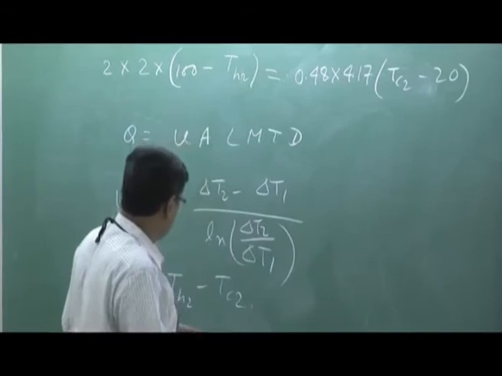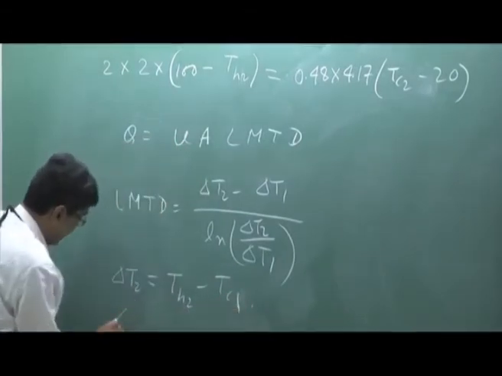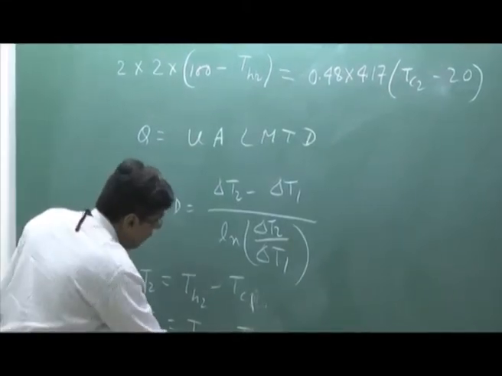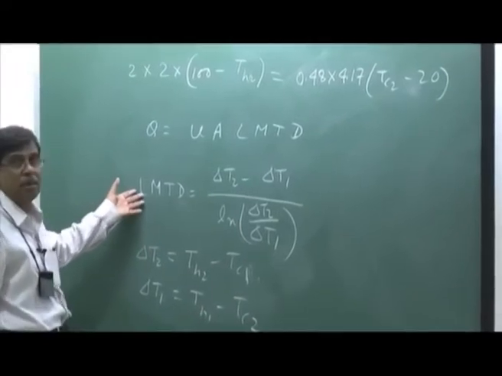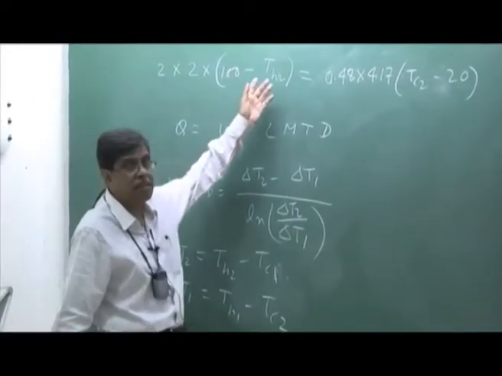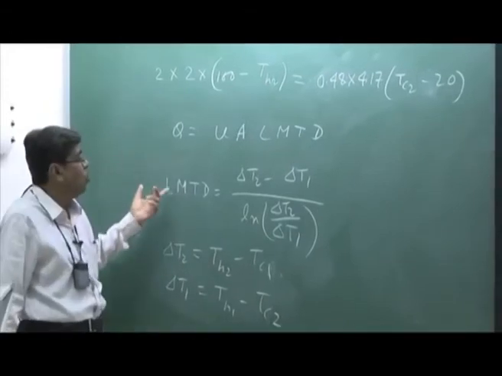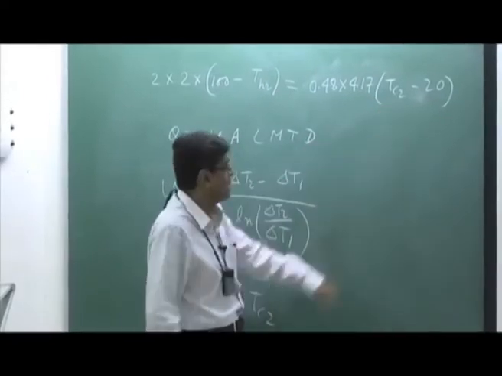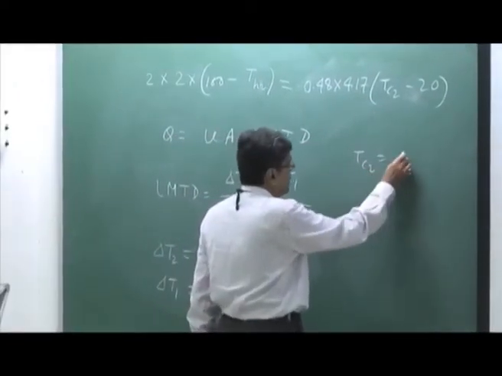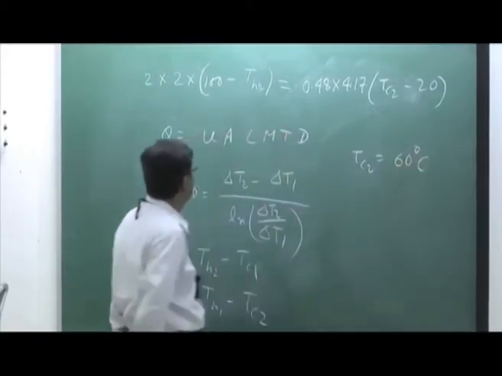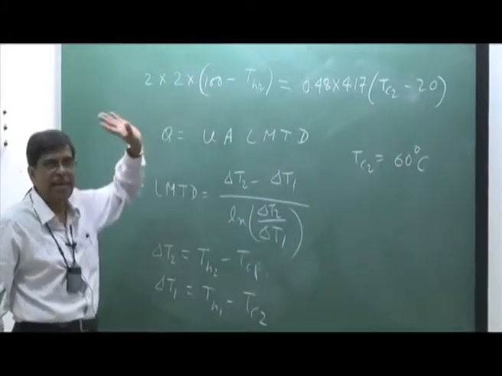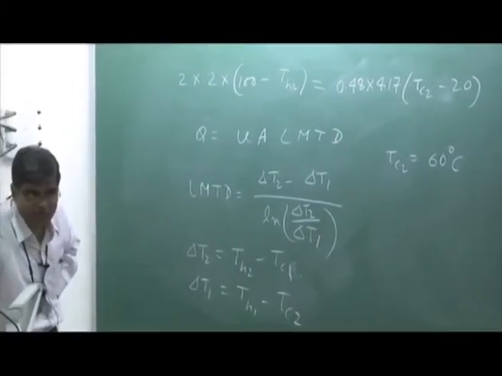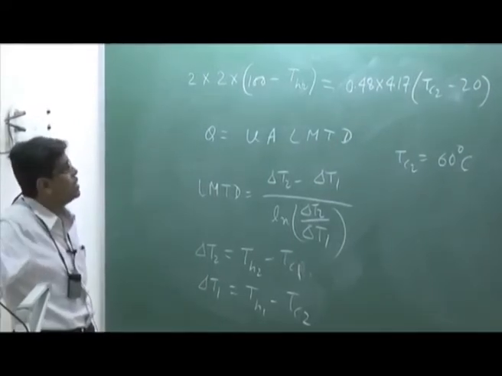Counterflow: delta T2 is TH2 minus TC1 and delta T1 is TH1 minus TC2. Now I cannot find out the LMTD because I don't know this TH2 and TC2. So what to do? We assume TC2 or TH2. Let us assume TC2 is 60 degrees Celsius. I assume something less than 100 definitely, which may be more than TH2, but it cannot be more than TH1. Let us assume 60 degrees.